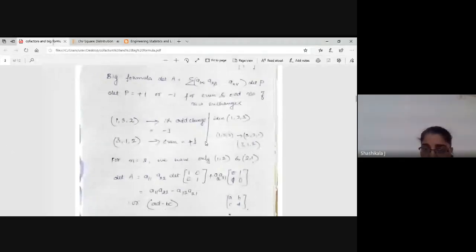Yes. I hope you have understood this till now. How to get the determinant equal to +1 or -1? If you don't understand, please write in the chat box. Okay. Next, I will go on.